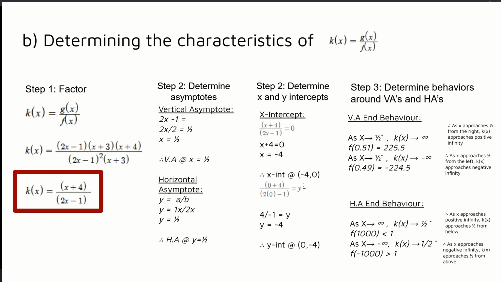Horizontal asymptotes. Okay, this one's a little tricky. So, y equals a over b. A representing the amount of x's on, is it the top or bottom? No, yeah, the numerator. B representing the x's on the denominator. There is an x on the numerator and an x on the denominator. Wait, no, there's two x's on the denominator because of that coefficient. So 1 over 2 is also the horizontal asymptote.